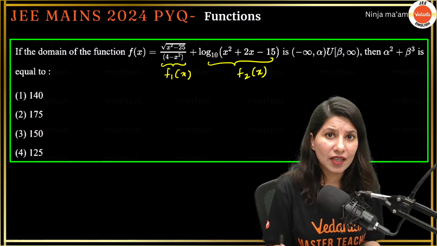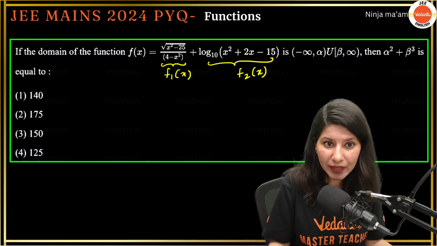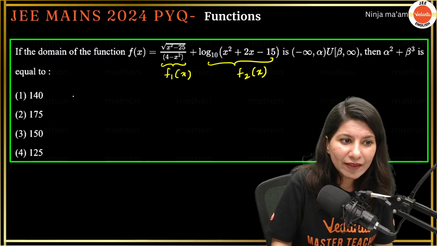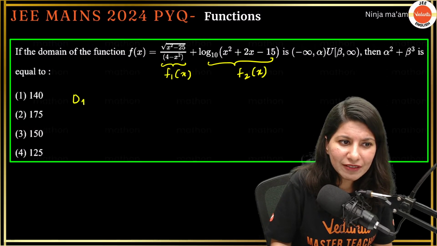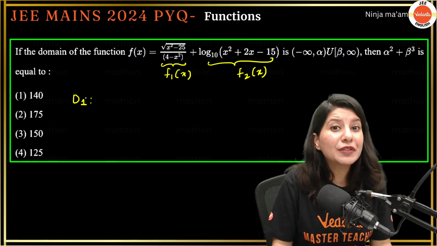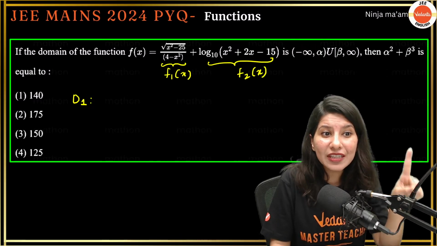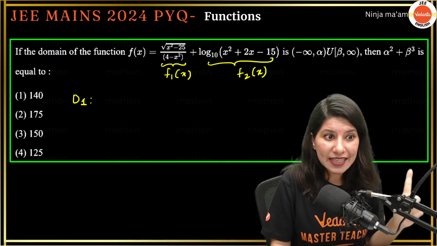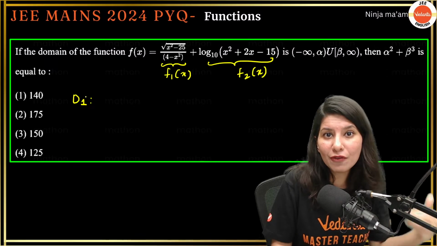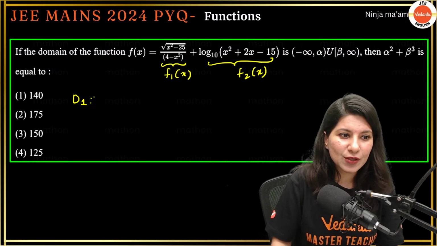Whenever you get a function which is a sum of two functions and you have to calculate the domain, you will have to calculate the domain of the very first function. Similarly, you have to calculate the domain of the second function and then calculate the intersection of D1 and D2. So the final domain will be the intersection of domain number 1 and domain number 2.